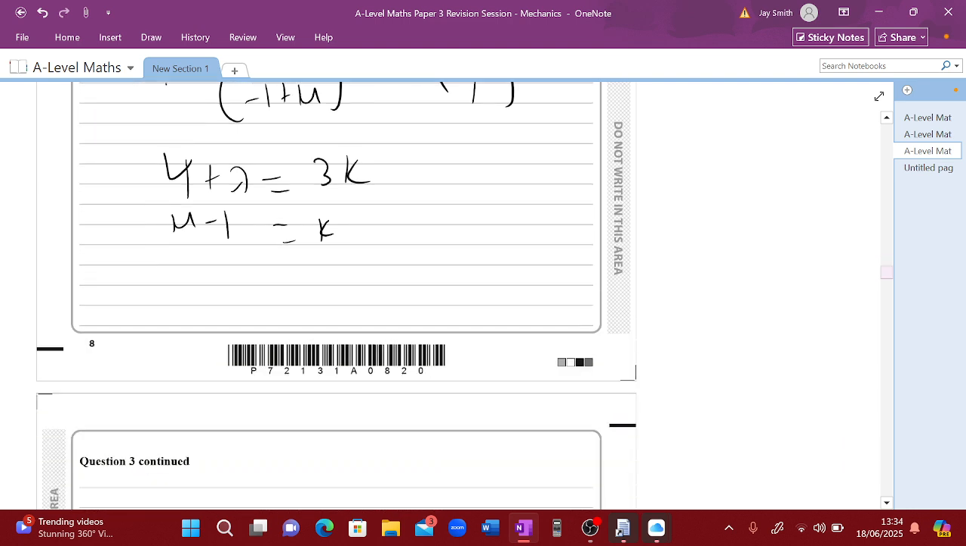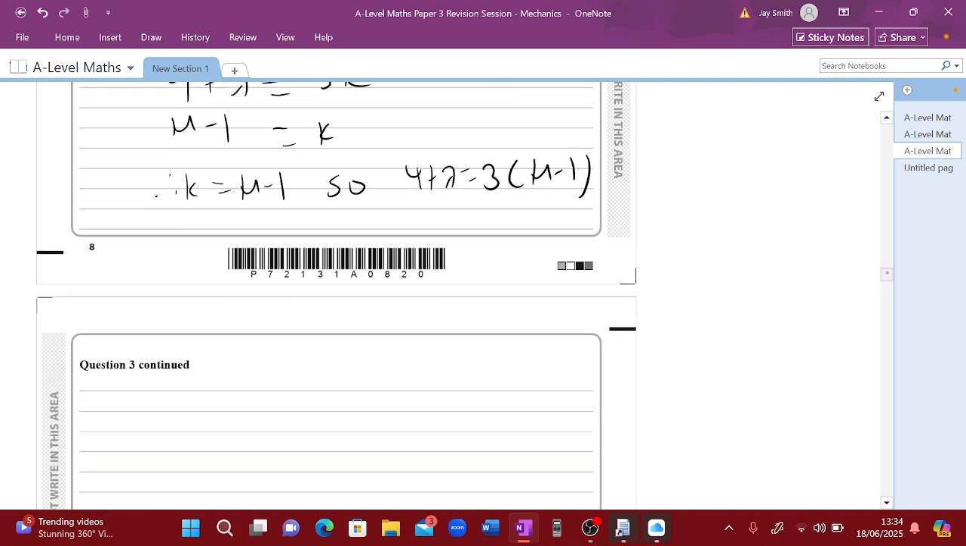Well, I think it's best to substitute it into here. So therefore, k is going to be mu minus 1. So for 4 plus lambda, it's going to be 3 lots of mu minus 1. Okay, I just substituted one into the other. So 4 plus lambda then is going to be 3 mu minus 3. So I'm going to move it all to the left. It's going to be lambda minus 3 mu plus 7 equals 0, right? And hopefully that's what they got.